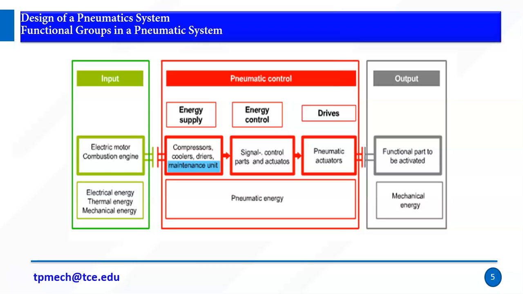Here we have a compressor. Fluid power generally works on compressed air, so if you want to compress the air, you need a compressor. Due to compression the temperature may increase, so we need coolers. If it is moist air, then you need to dry it, so you must have dryers and maintenance units, which come with the energy supply. The energy control means here also we have valves, and drives means pneumatic actuators. So: input, pneumatic control, and then output.